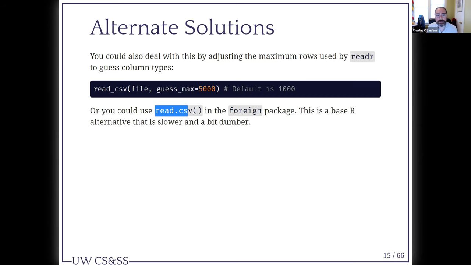You could also just use read CSV. What read CSV does is literally that. Read CSV just looks at every row and then goes. So if you set guess max equal to the length of the file, read_csv and read.csv will end up being the same speed. That's basically where most of the speed gains come from. Okay, normally this won't be a problem though.